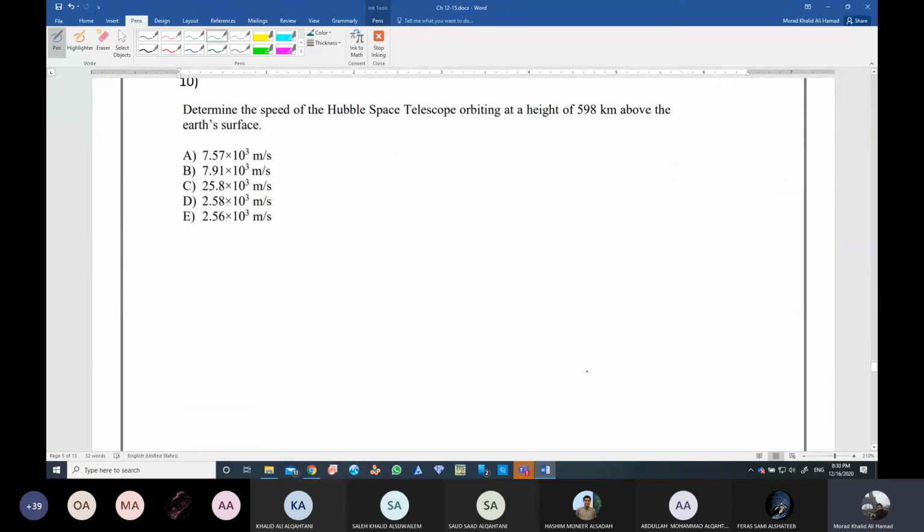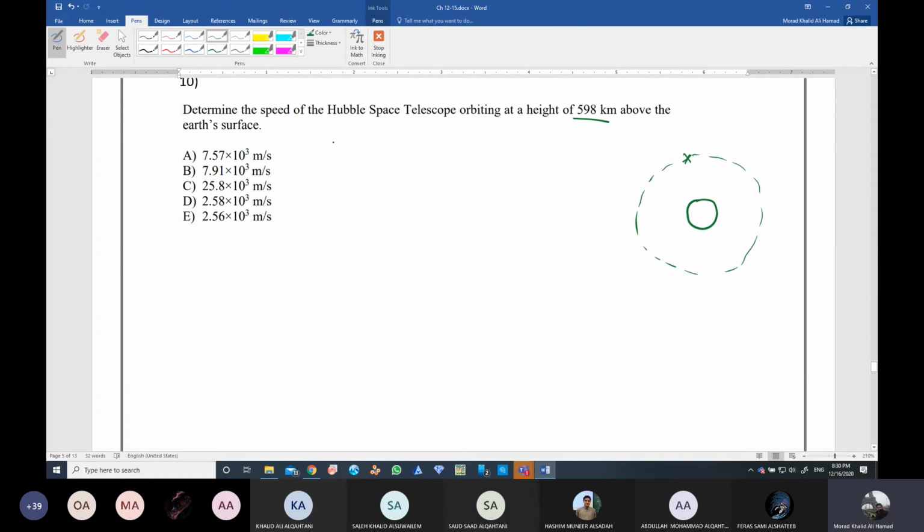Okay شباب, and one more question. Determine the speed of the Hubble Space Telescope orbiting at height 598 kilometer above the Earth surface. Okay, here we have the Earth surface, and here we have the Hubble telescope. It's orbiting, and this reminds us with chapter 6.